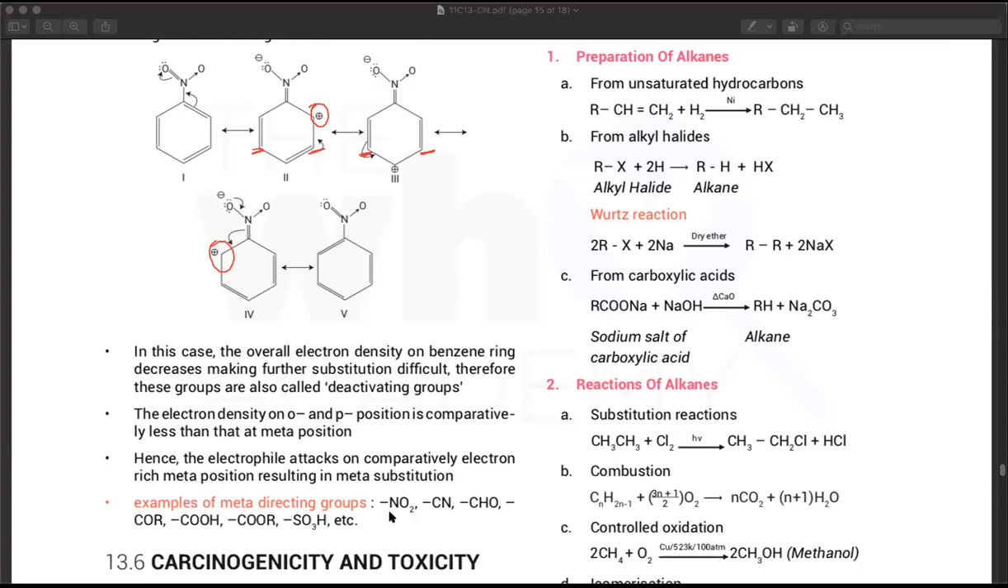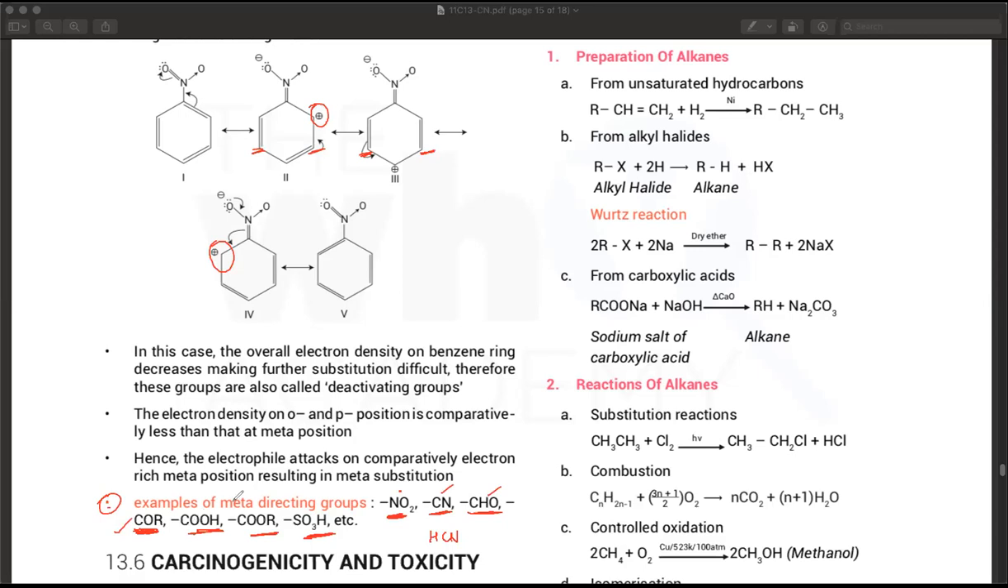Examples of meta-directing groups you can see here: nitro group, which you get from nitric acid; nitrile groups, and HCN is weakly acidic; aldehydes; the oxo group, like the ketone group; carboxylic acid, esters, SO3H. All the groups that give you a sense that they may show acidic properties are meta-directing. So all the electron withdrawing groups: nitro, nitrile, aldehydes and ketones.